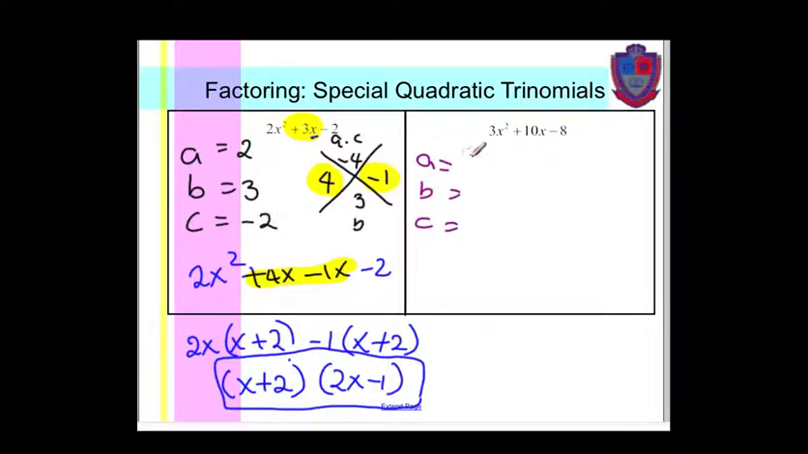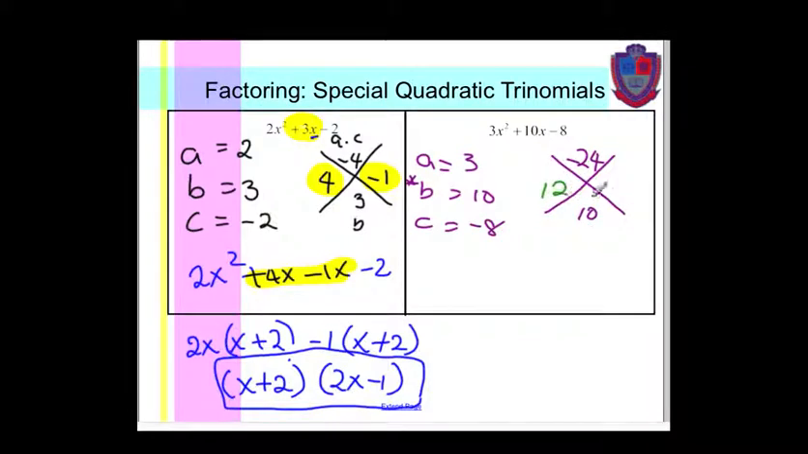A is 3, B is 10. I think on your paper you have 8. Let's just make these changes right here. C is -8. Same exact thing. A times C. Perfect. And then 10 in the bottom. Two numbers. When I multiply them, I get -24. When I add them, I get 4.